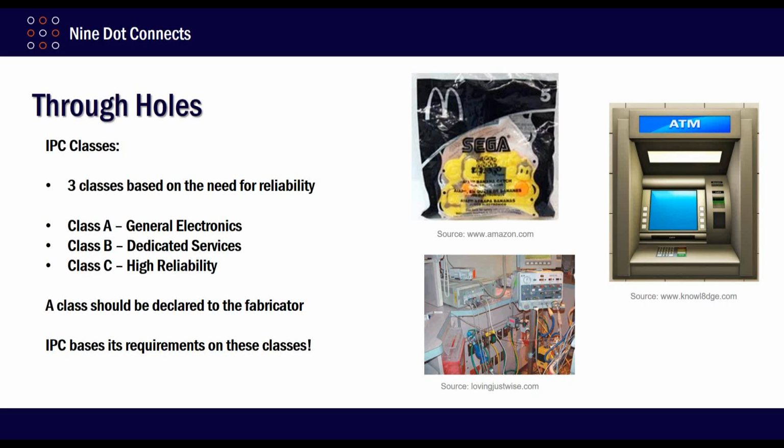All right, now we get on to Class B, dedicated services, where if these systems do go down, and it's not just ATMs, it can also be your cell phone as well, that's going to cause a lot of problems.